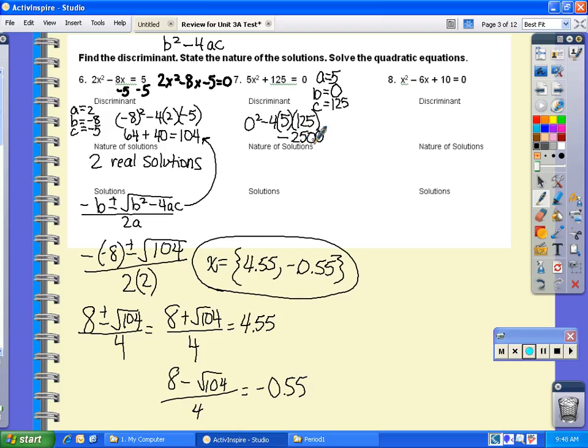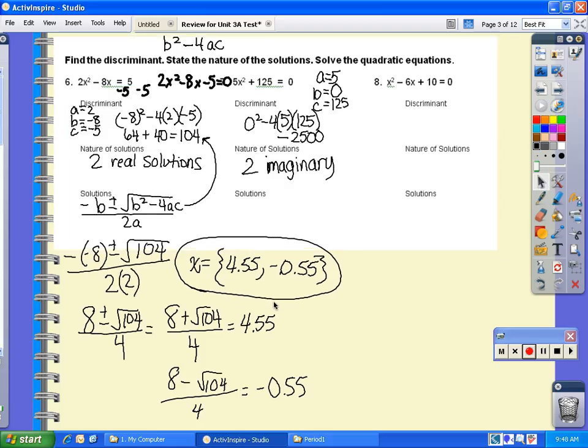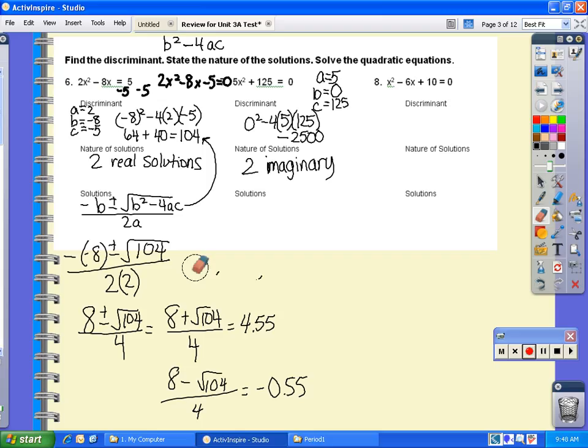Since the discriminant is negative, I know the nature of my solutions is two imaginary solutions. So now I'm going to go ahead and find my solutions to this quadratic. And to do that, I am going to go ahead and erase this previous problem so it'll give me some room to work for number 7. So since I have two imaginary solutions, I'm going to go ahead and plug it into the entire quadratic formula, which is negative b plus or minus the square root of b squared minus 4ac all over 2a.